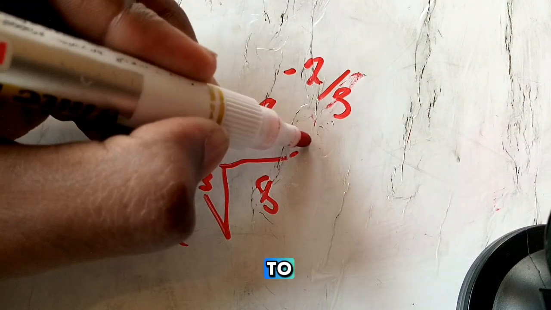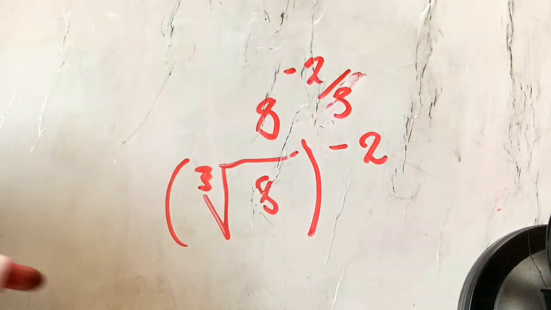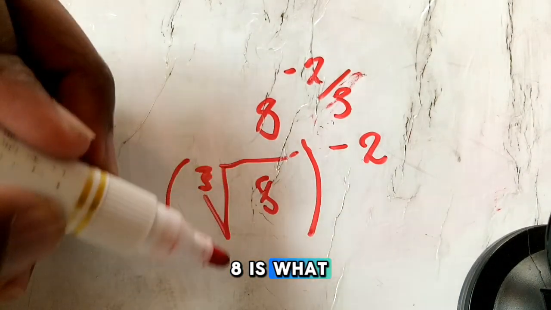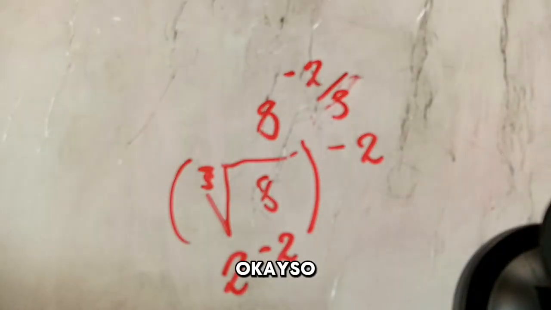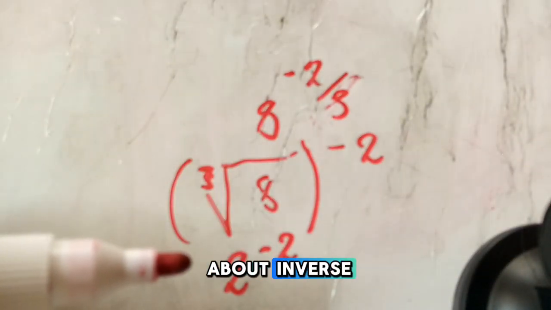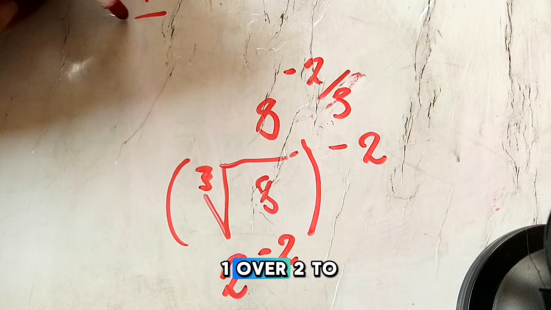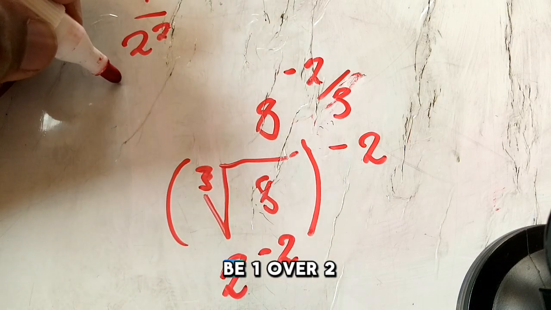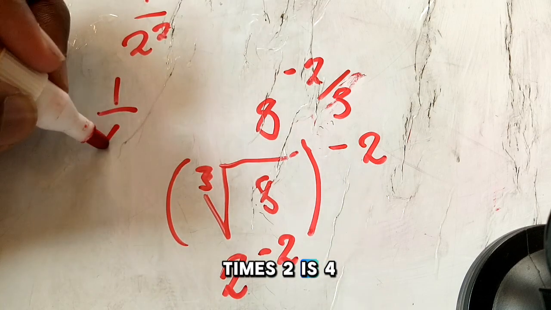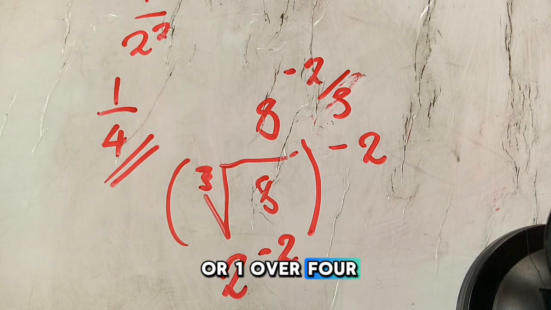And then we're going to raise this to the power of negative 2. So the cube root of 8 is what? 2 to the power negative 2. Okay, so remember what we said about the inverse rule? It's going to be 1 over 2 to the power of 2. So it's going to be 1 over 2 times 2, which is 4. So our answer is a quarter, or 1 over 4.